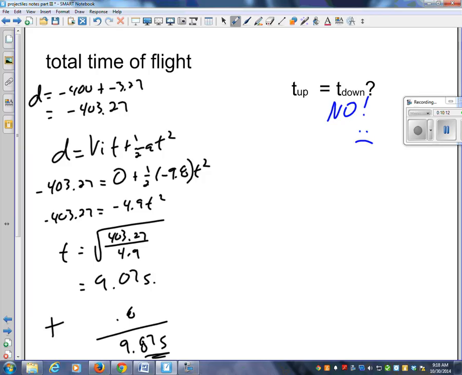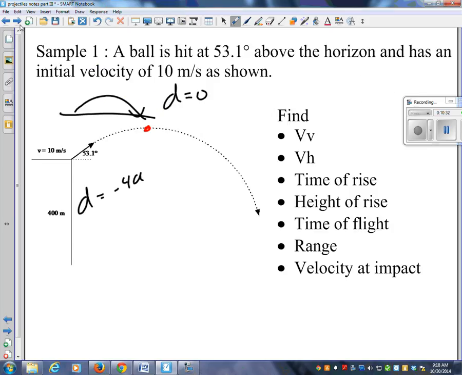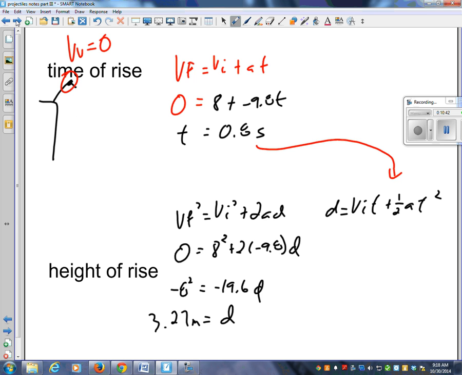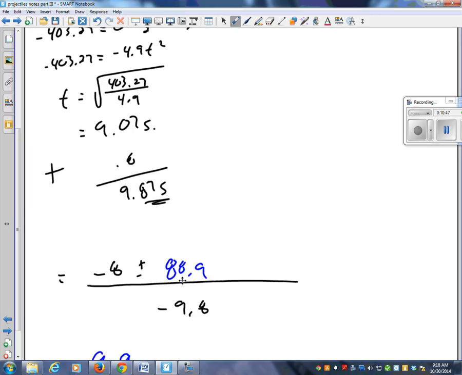Does that seem easy? No, Jason? It's right. There's nothing wrong with it. Because we're actually figuring out that 9 point something number is the time it takes to fall from that height there. And so when it gets to there, the vertical component is 0, right? But then you have to remember to add on that upward time, right?